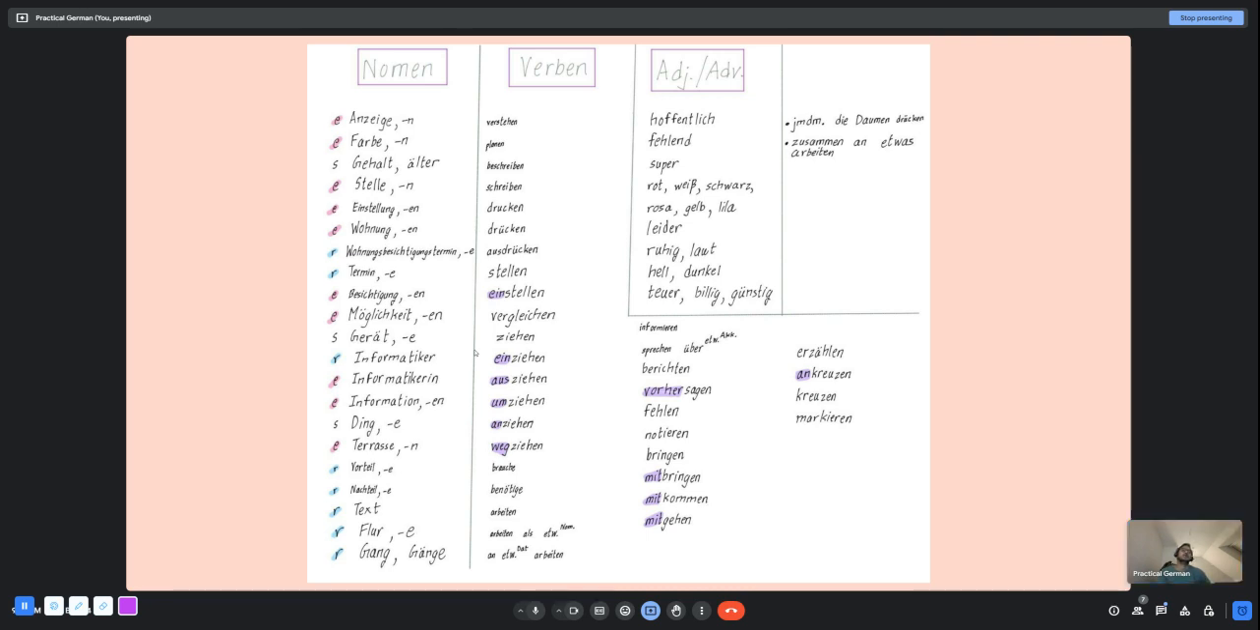Anzeige. Come on, it's a crime to say a noun without an article. Die Anzeige. I don't know the meaning actually. Advertisement. Yeah, advertisement. Die Farbe, the color. Das Gehalt, the salary. Die Stelle. Again, I don't know this one.